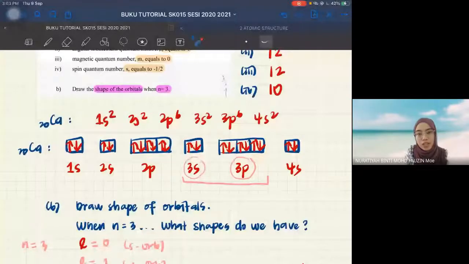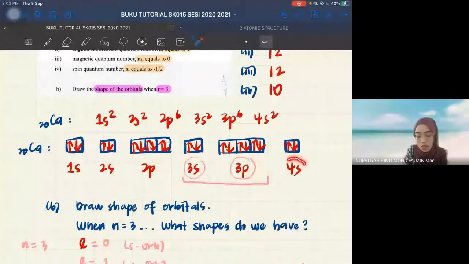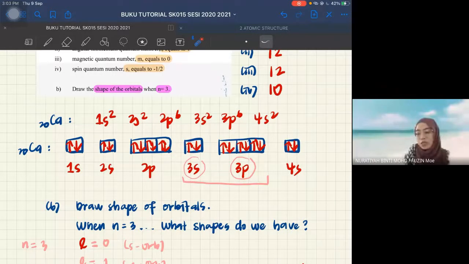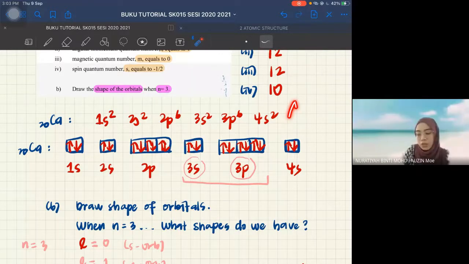Bukan. Because you are following Aufbau principle. Aufbau principle says yang 4s orbital has lower energy than 3d orbital. So, maksudnya memang awak akan fill in 4s dulu baru 3d. Okay. Thank you, Miss. Okay, no problem. So that is following Aufbau principle, okay?